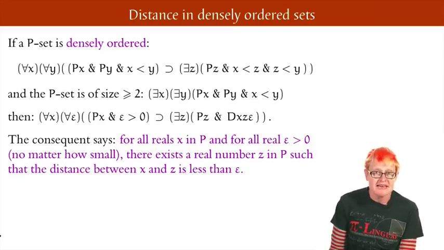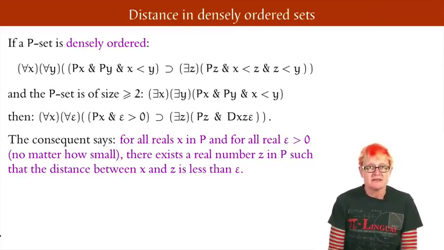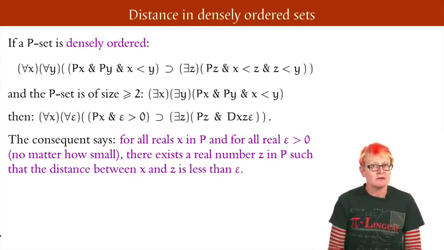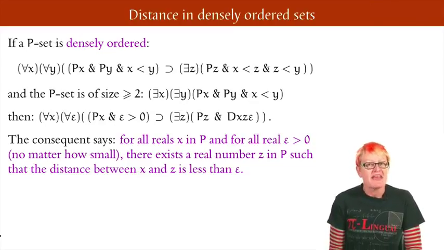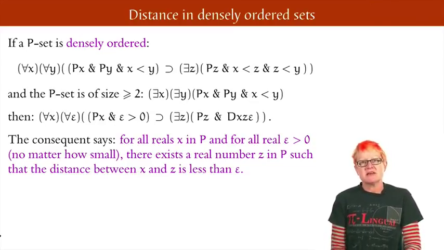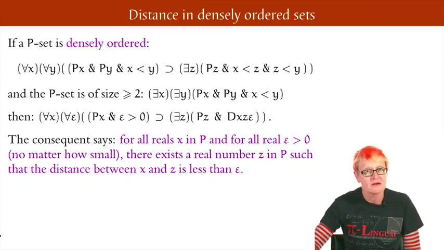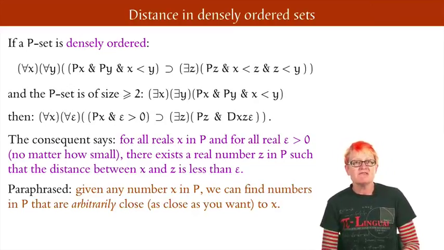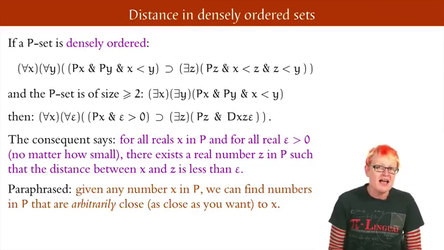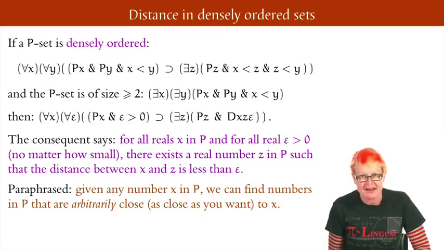Now, this distance denseness property in the consequent of the above conditional says the following. For all numbers x in P and all epsilon greater than 0, no matter how small an epsilon, there exists a number z in the P set whose distance from x is less than epsilon. Paraphrased, this says, given any number x in P, we can find numbers z in P that are arbitrarily close as you want to x.